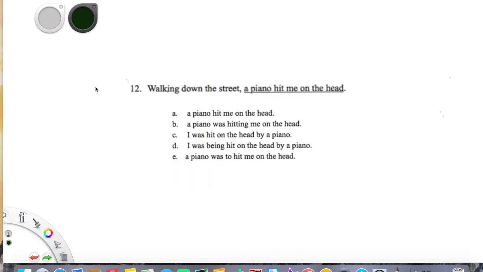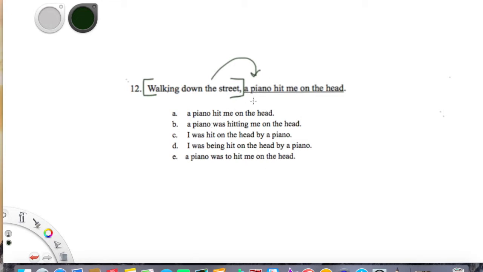Okay, so number 12 reads, walking down the street, a piano hit me on the head. Now, as it's currently written, this modifying phrase, walking down the street, must refer to the subject of the sentence. So it sounds as if a piano is walking down the street. Like a piano is some gangster hitting people up for money. Hey, dude, you owe me money.